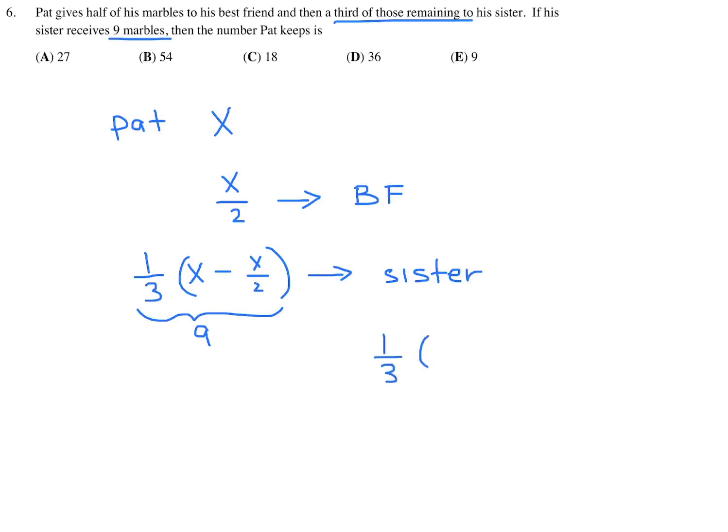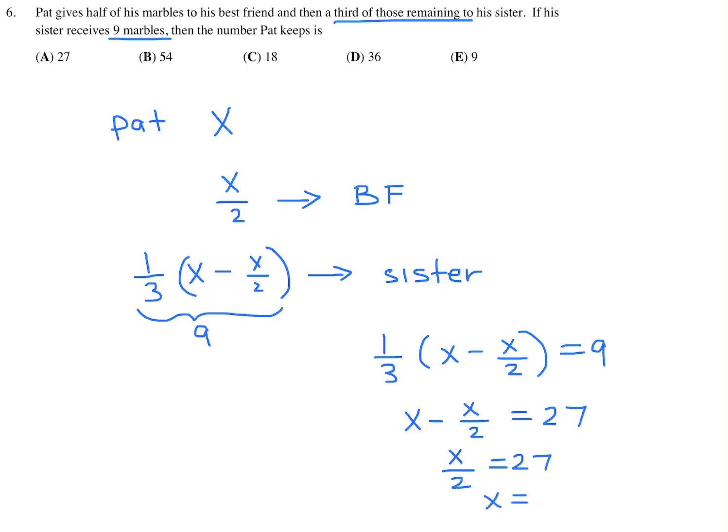All right, so that means that this is equal to 9, so we can then go ahead and solve. So 1/3 times x minus x over 2 is equal to 9, like that. So cross multiply, and you will get 3 times 9, which is 27. X minus x over 2 is just x over 2, like that. And therefore x is equal to 54. But please, please, please do not choose B. Read the question carefully. You have no idea how many people make that mistake or make similar mistakes on math contests, and it's a heartbreak.